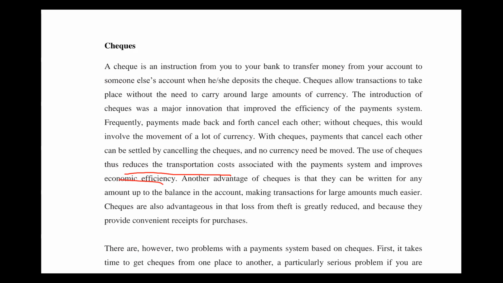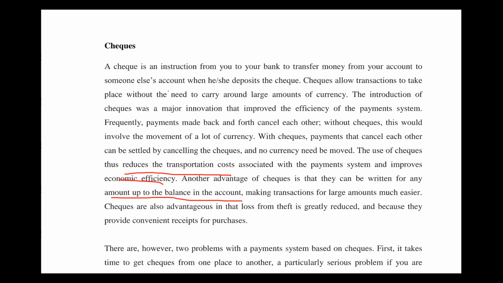Another advantage of checks is that they can be written for any amount up to the balance in the account. You can write any amount up to the balance that you have in the account. That makes transactions for large amounts much easier, right? If you want to transport 5 billion, you just write 5 billion on a check. You're done. Instead of transporting everything, just present a check for that.